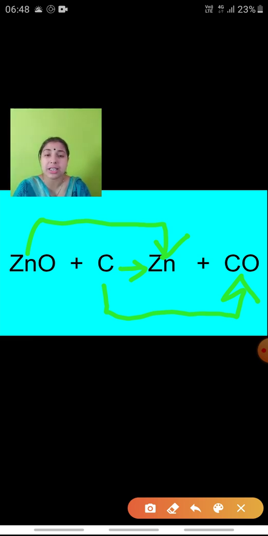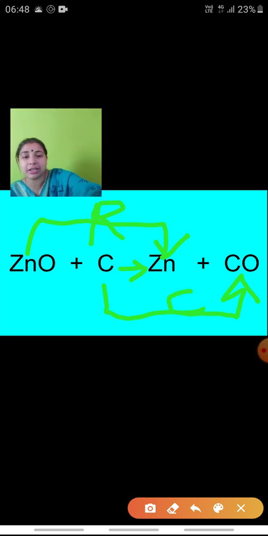Now we all can say in the same reaction, here reduction is taking place, and here oxidation is taking place. That means zinc oxide converts to zinc, that is reduction, removal of oxygen, and carbon converts into carbon monoxide, that is addition of oxygen. So what do we call it? Yes, we call it oxidation.